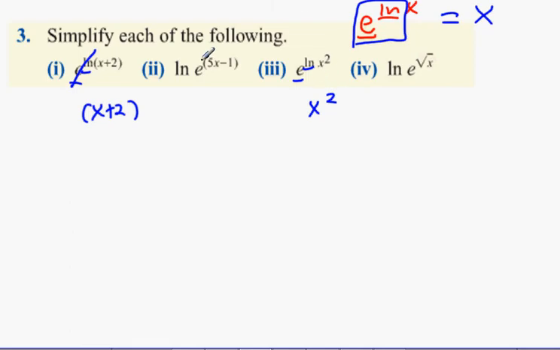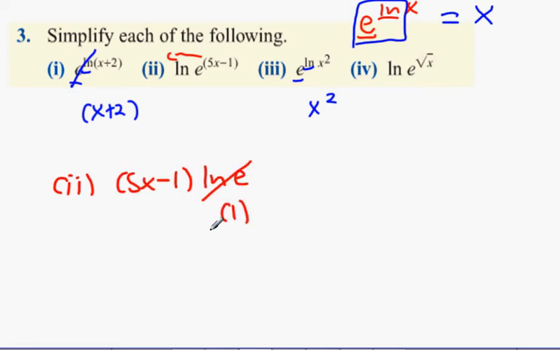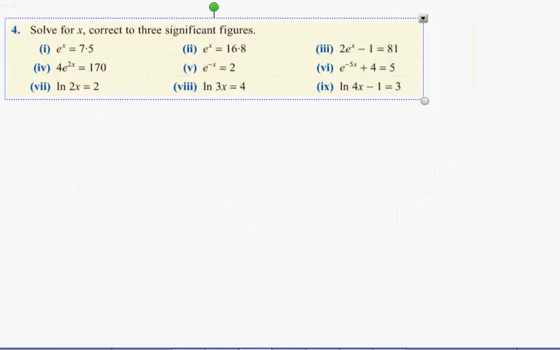Now what about this one here? We can do the power rule, can't we, for number 2? What's the power rule? 5x minus 1 ln e. Ln e turns to 1? The answer therefore? 5x minus 1. What about this one here? Square root to the front, ln e. The answer is root x. Okay, moving on.